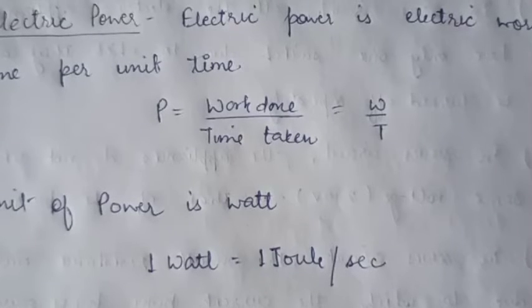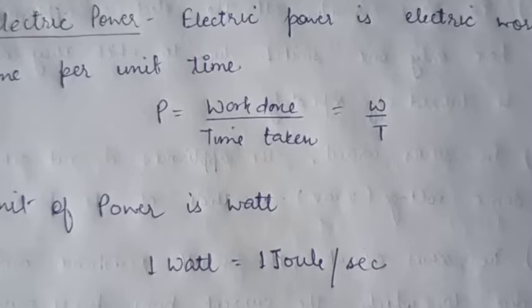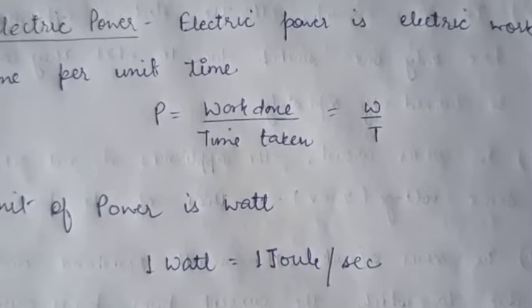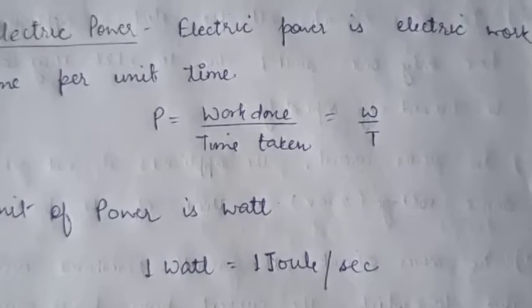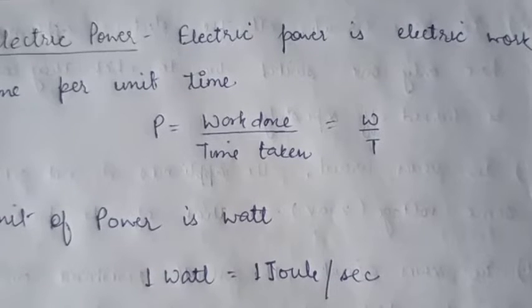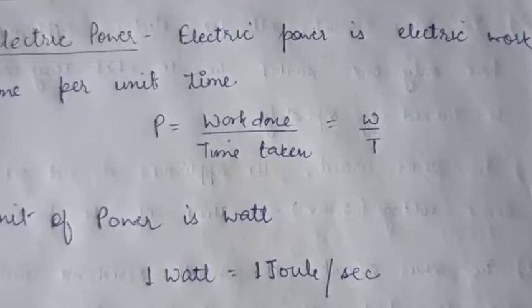consumed. Whether the fan is running or a bulb is being lit up, what is happening? Electrical energy is being used. So you can say electric power is nothing but electric work done per unit time. So the formula becomes P is equal to work done upon time, that is W by T. The unit of power is watt.